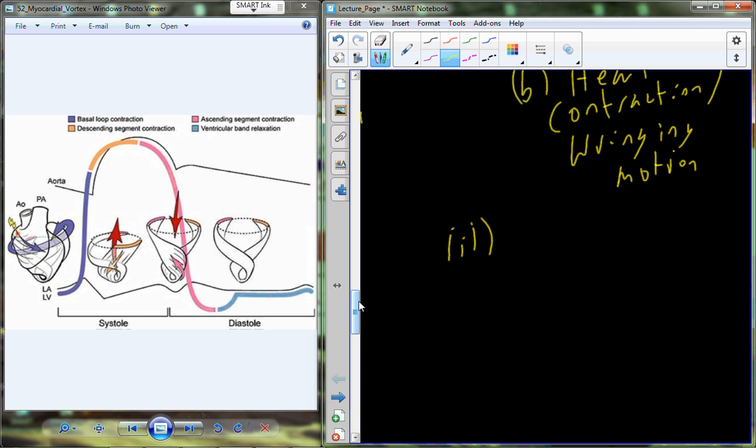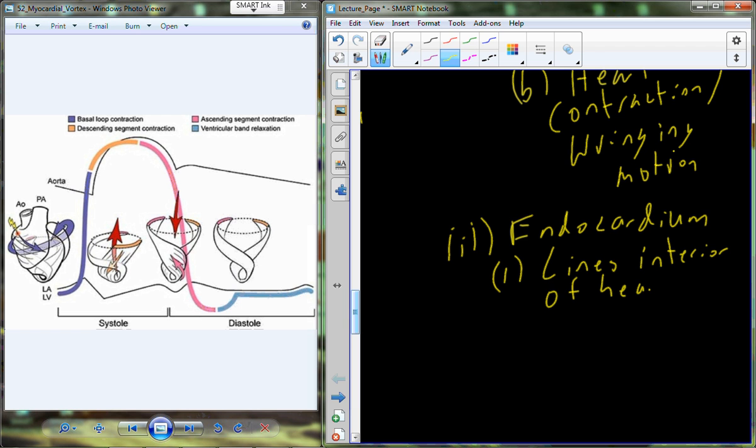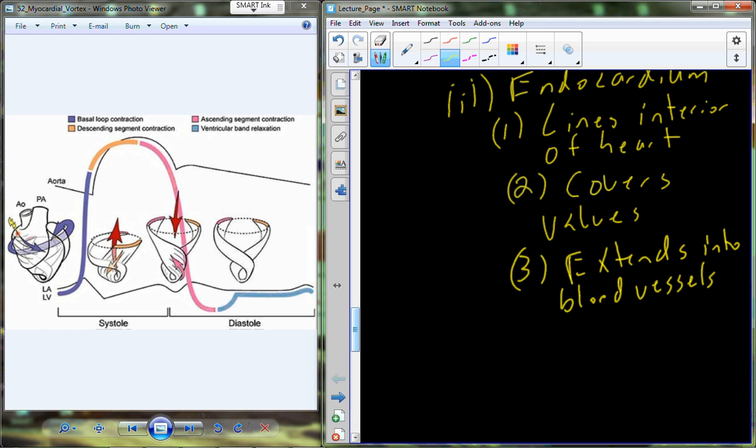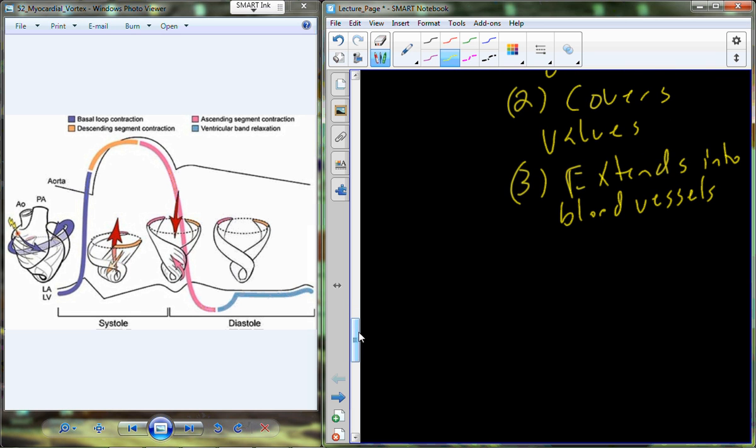So pericardium, and then we have the myocardium, and then the very inside of all of our chambers, or each of our four chambers, is going to be covered up with a tissue called endocardium. So endocardium lines the interior of the heart. And it's going to cover not only the walls of the chambers, but also covers the valves and even extends out of the heart into the blood vessels. Okay, so the endocardium is this inner layer that surrounds all of the inside of the heart.